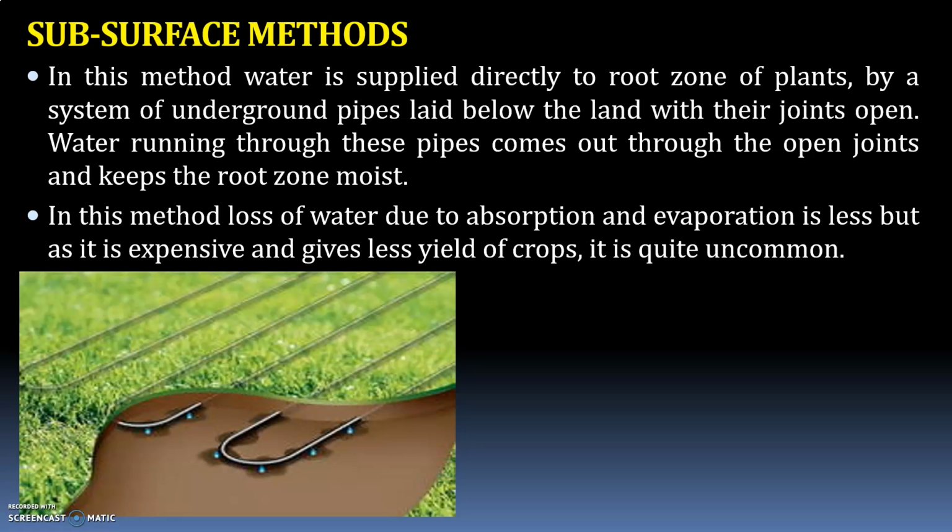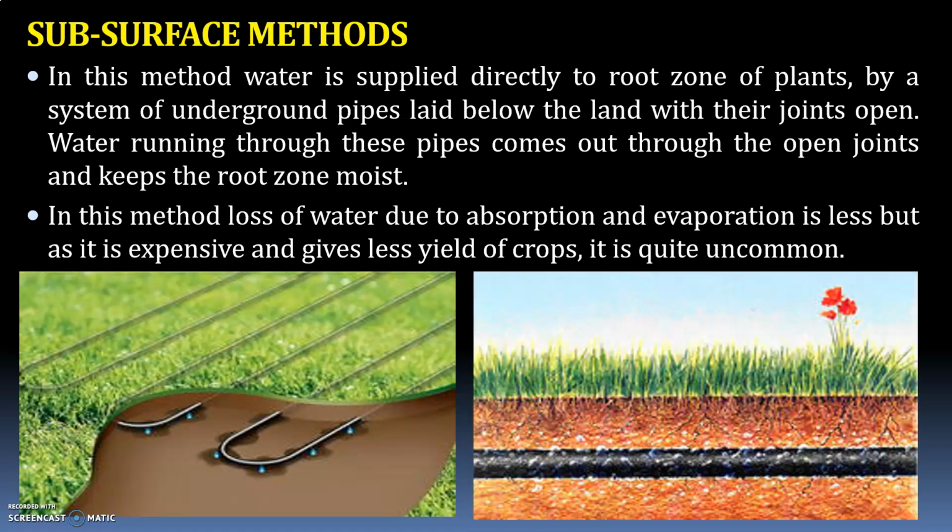In this method, loss of water due to absorption and evaporation is less, but as it is expensive and gives less yield of crops, it is quite uncommon. Okay, you can see here, this is about subsurface method. Underground pipes are laid below the land, and the joints are kept open, so the water running through these pipes comes out through the open joints and keeps the root zone moist.